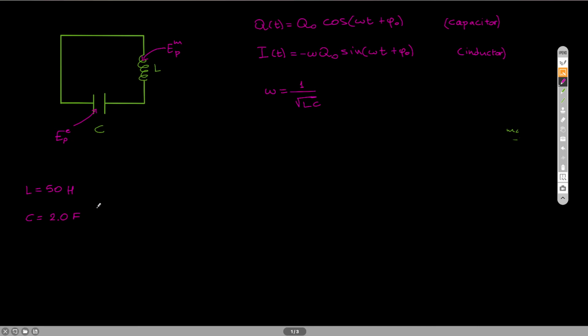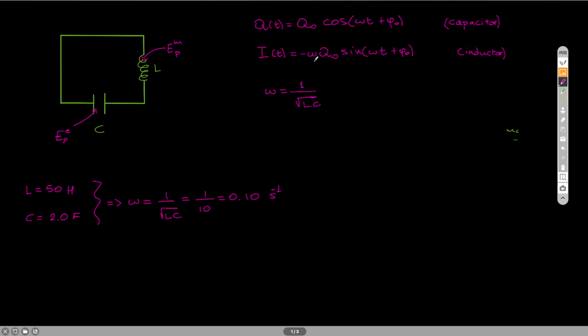Now, I have written here some numbers I'm going to use for the inductance, 50 henry, and for the capacitance, 2 farads. Let's go ahead and use these two to find omega. The product of LC is just 100. The square root of 100 is 10, so I got an omega of 0.1. The units are seconds to the -1.